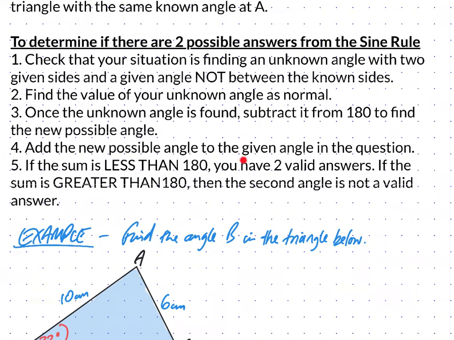Step 4, add the new possible angle to the angle you are given in the question. And lastly, if the sum of the addition you did in 4 is less than 180, you actually have two valid answers. You need to show them both. If the sum is greater than 180, then the second angle isn't a valid answer. You don't need to provide both answers.